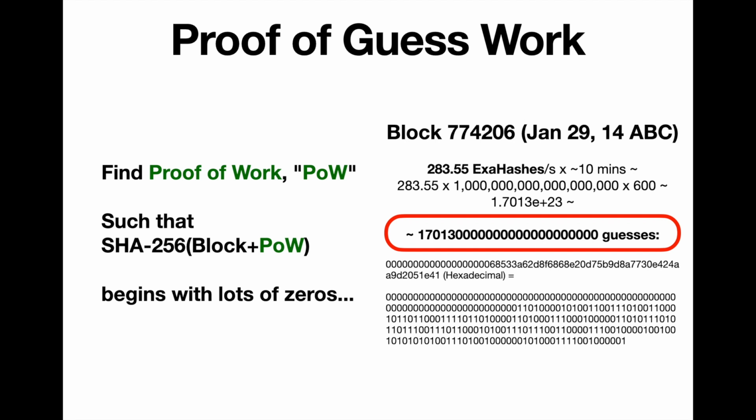In Bitcoin, the proof of work is to find a value such that the SHA-256 of all the data plus that value, known as the proof of work, will generate a new hash that begins with a lot of zeros. In this case, about 70 or more zeros. The more zeros that are required, the harder it is to guess this value, and therefore the more hashing power is necessary. That adjusts for the network hash rate.